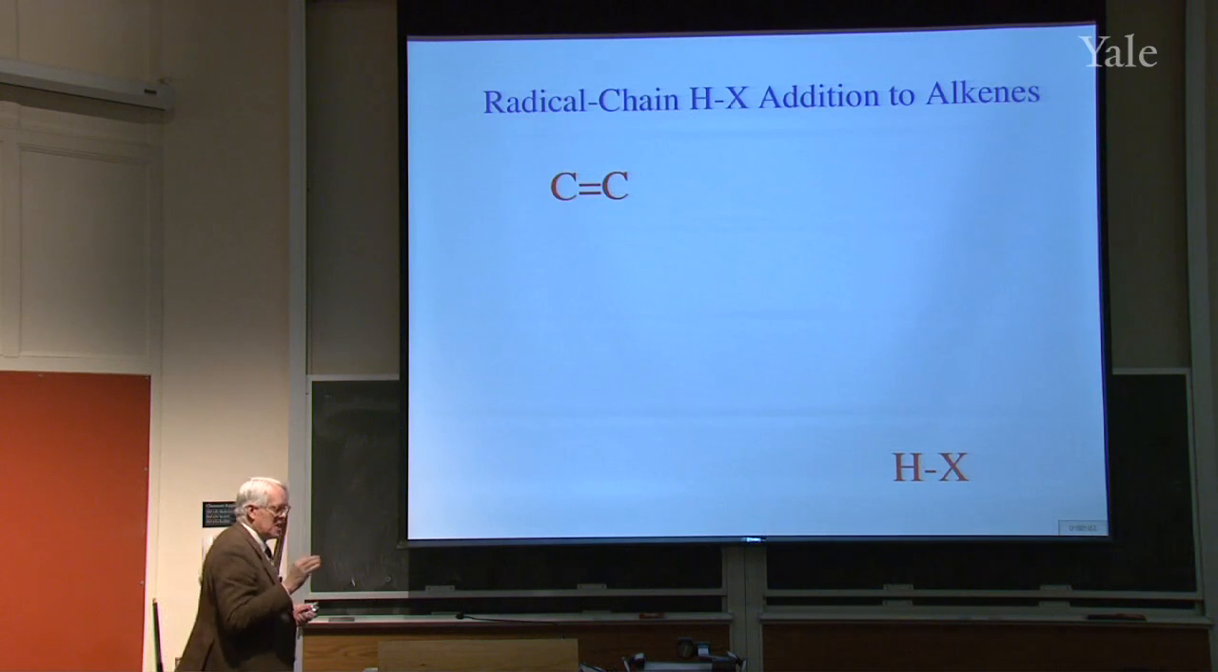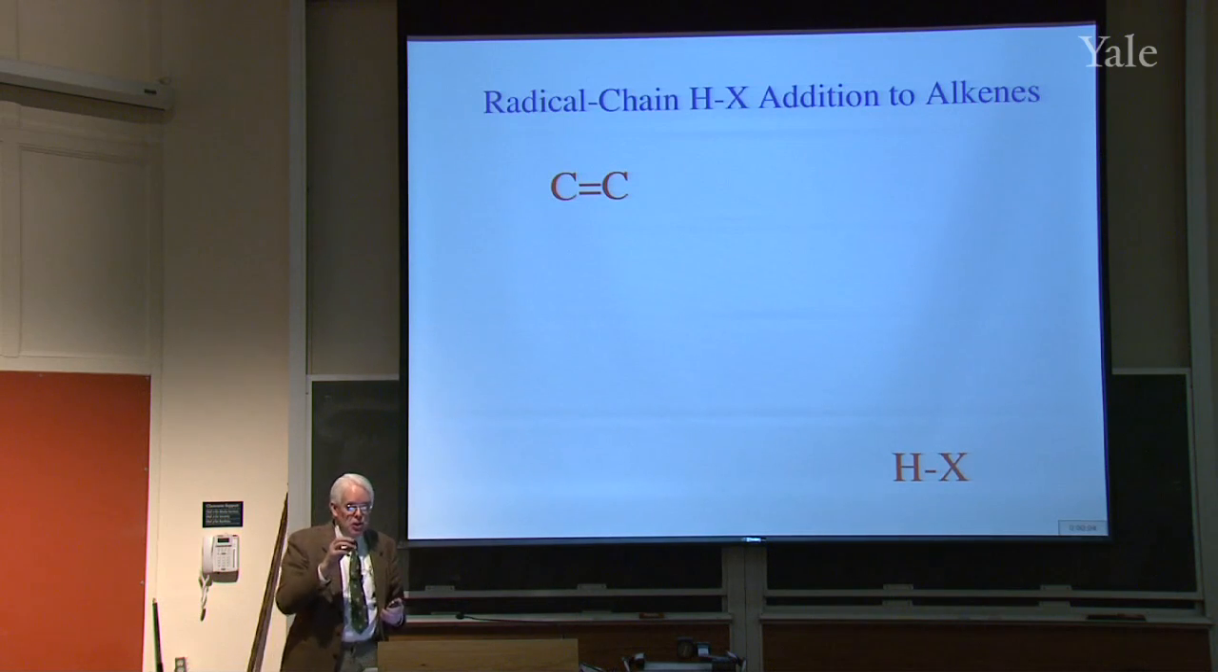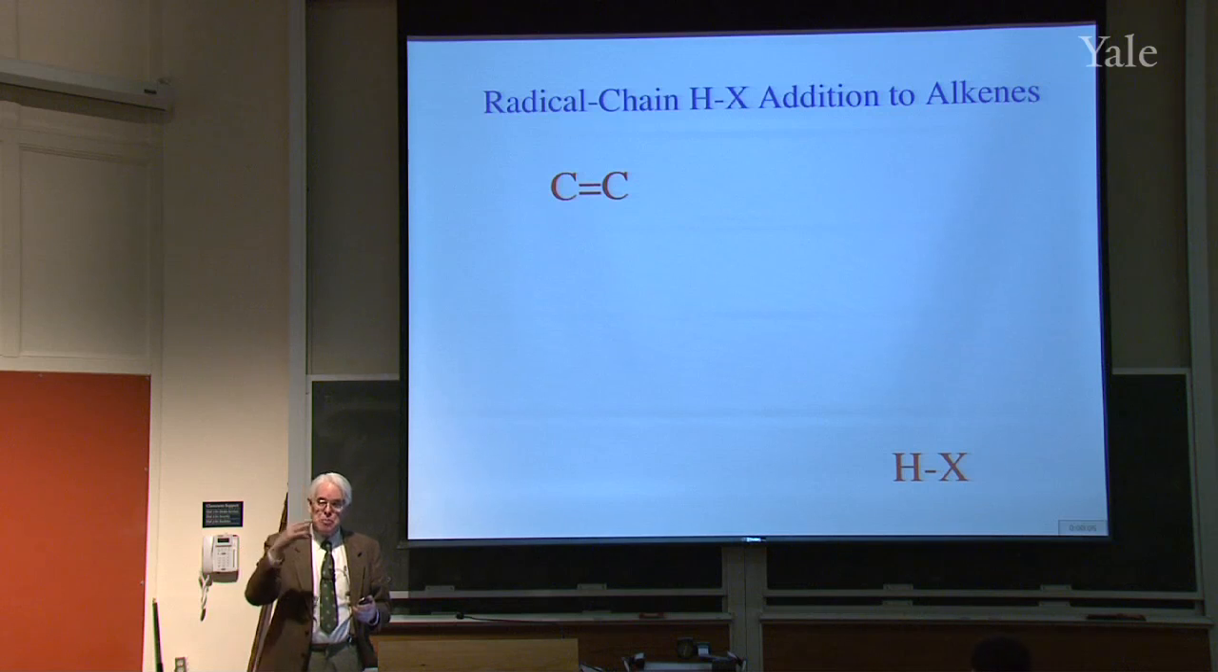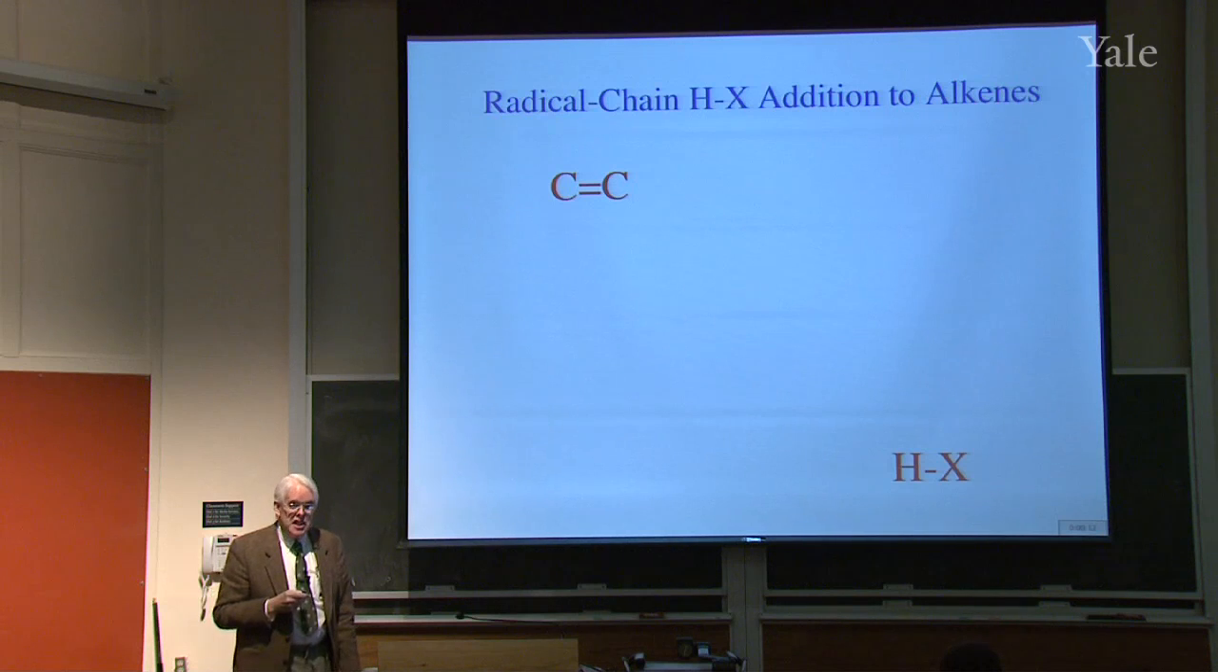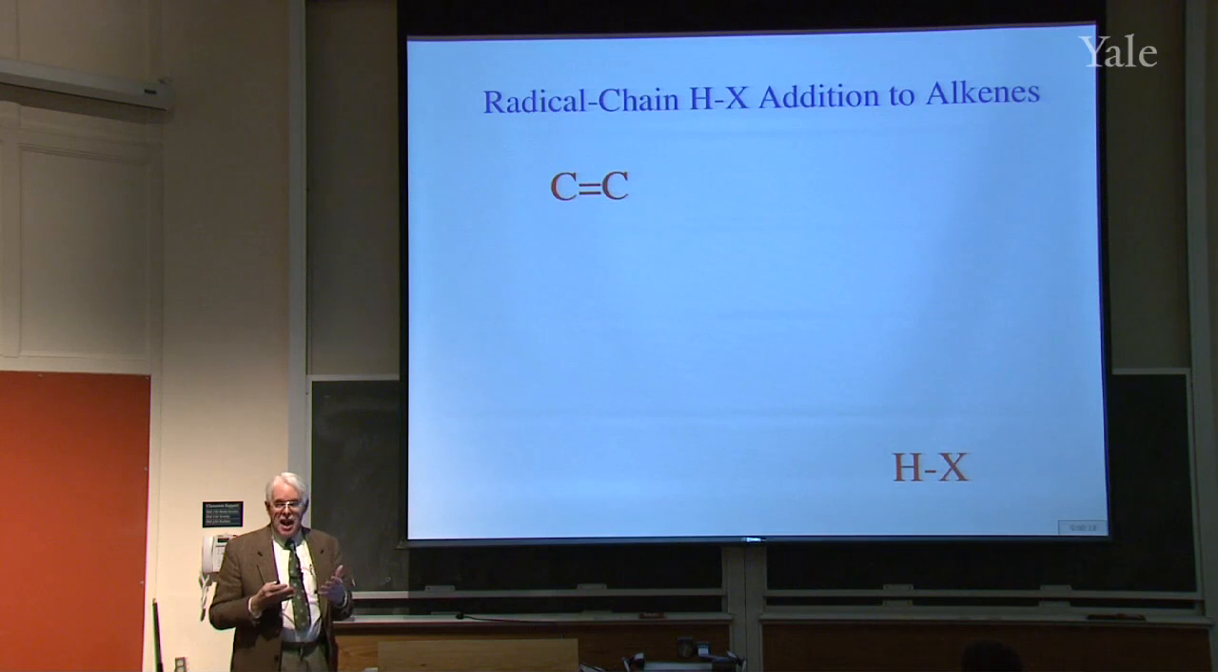Okay, now, so we've been talking about free radical substitution. Take off a hydrogen and substitute it with a halogen. But there's another free radical chain reaction that involves halogens, and that's addition to alkenes. So the starting materials are an alkene and hydrogen halide, right?